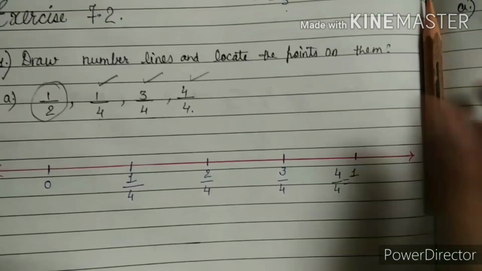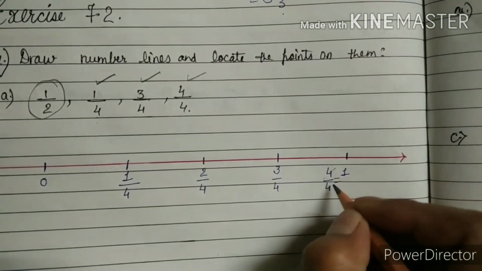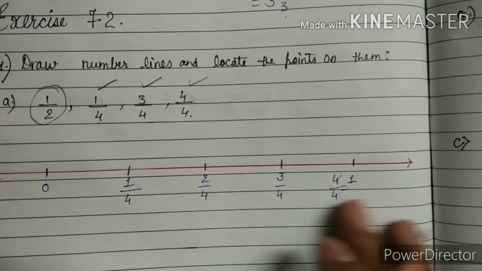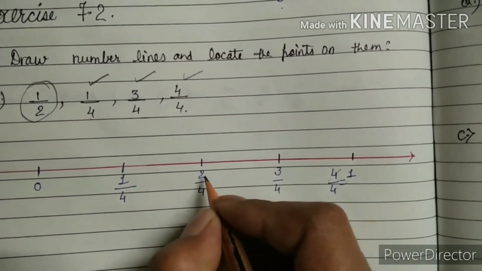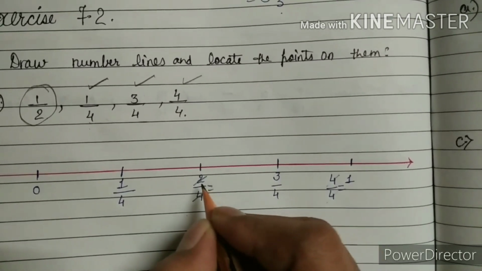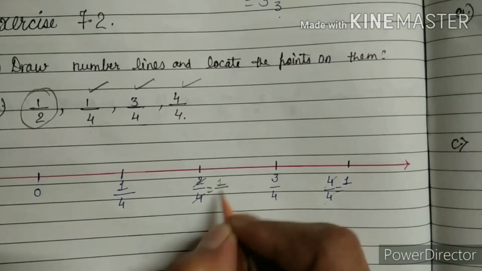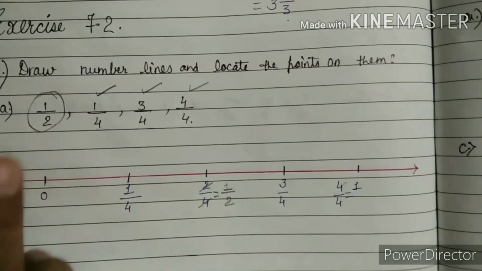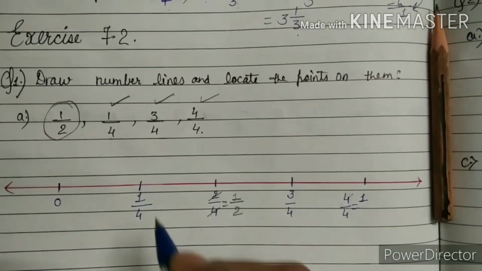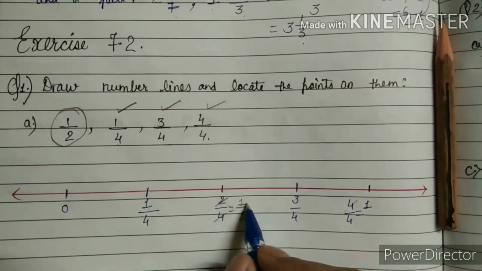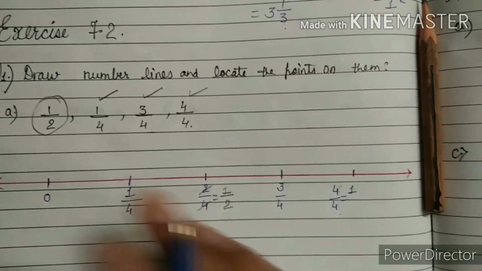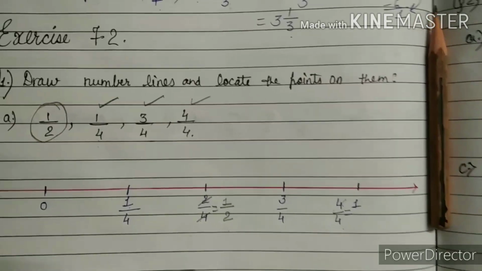So now if I cut 4 by 4, this will give us 1. Any else is cutting to each other? Yes, here when we cut 2 by 4 by the table of 2, 2 1s are 2, 2 2s are 4. So have we taken 1 by 2? Yes, we have taken 1 by 2. So 1 by 4 is here, 1 by 2 is here, 3 by 4 is here, and 4 by 4 is here. We locate all the points together in one time.